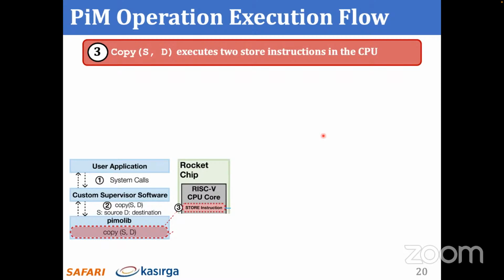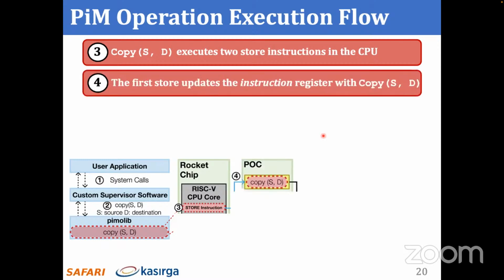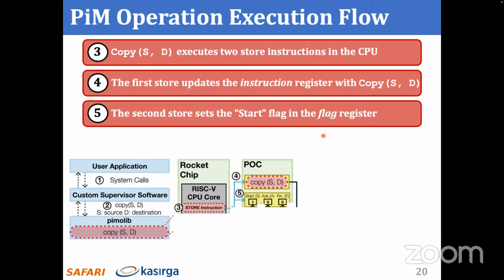PIMolib, or PIM operations library, to perform two store instructions in the CPU. The first instruction will set the instruction register in the PIM operations controller, and that essentially holds the information that we want to perform a copy operation from source DRAM row to destination DRAM row. And the second store sets the start flag in this flag register in the PIM operations controller. And this will essentially start executing this operation.